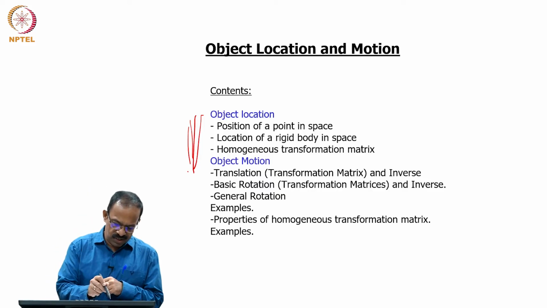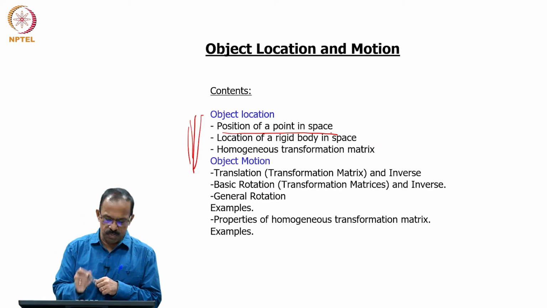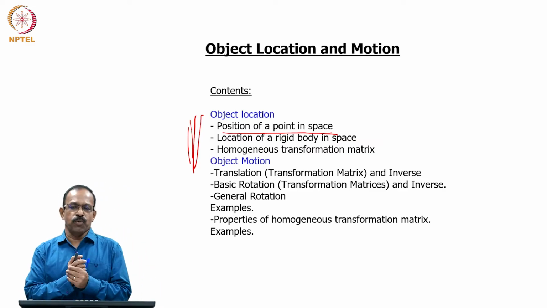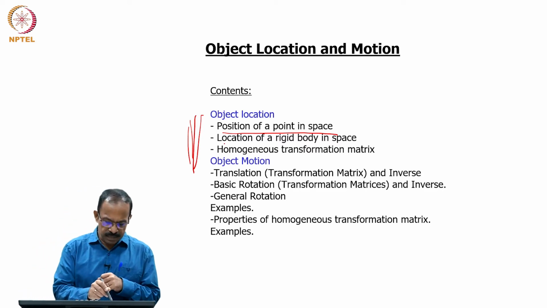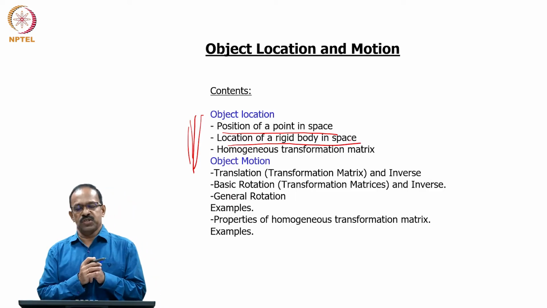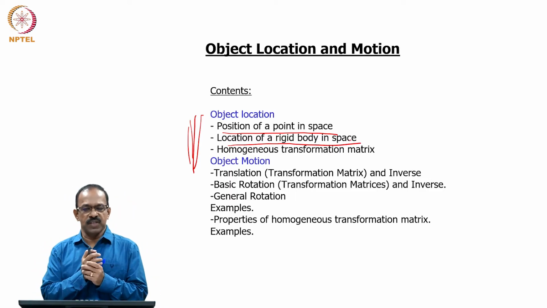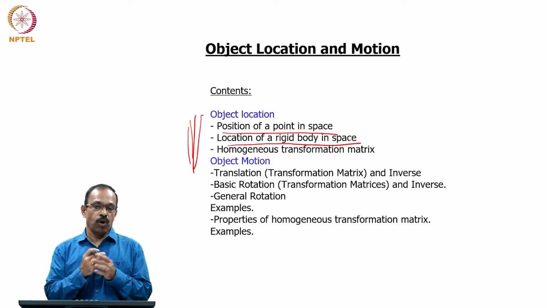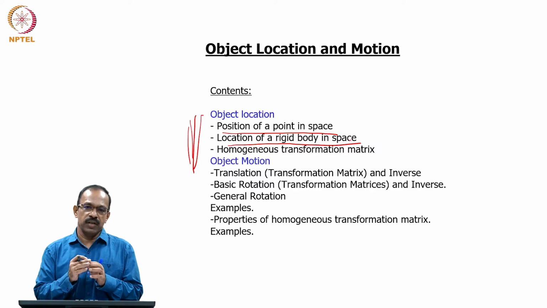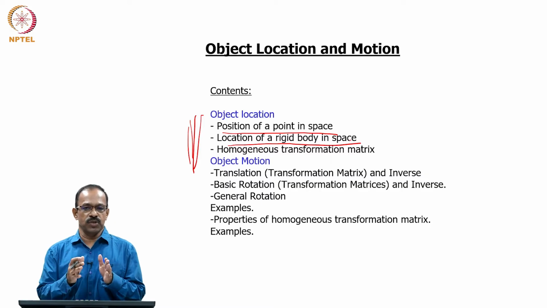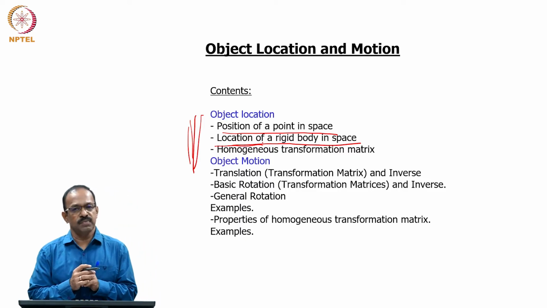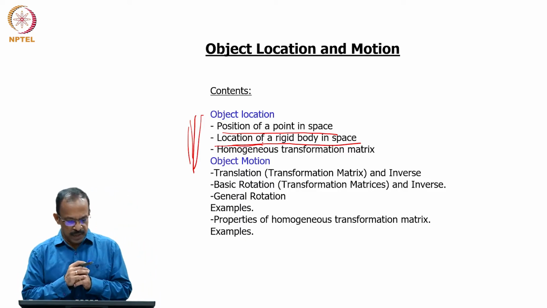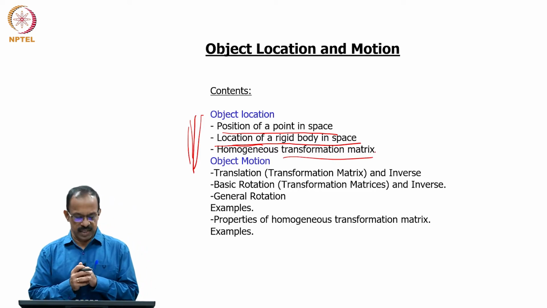The first thing that we will be discussing is the position of a point in space. How do we represent the position of a point in space? It is a very basic thing which most of you already know, but we start with that and then see how we represent the location of a rigid body in space. A position of a point in space can be represented, but when you have an object, it is not only the position, you need its orientation also, because an object is 3-dimensional. Position alone is not sufficient to represent an object. So, we need the location of an object, where location means the position and orientation of an object, and then we talk about the homogeneous transformation matrix.